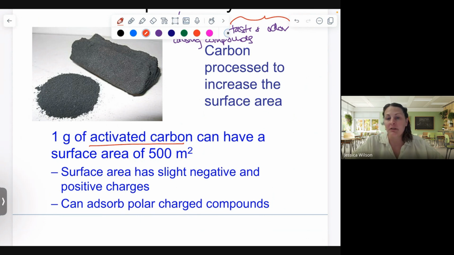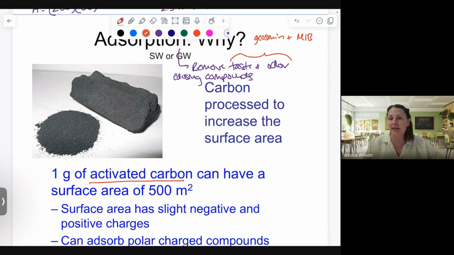So this is becoming more widely used as we start to see an increase in these taste and odor compounds in our surface water or in our groundwater. Adsorption can also remove SOCs and VOCs. They can get stuck onto the activated carbon as well if they have an affinity for it. So again, we talked about the preliminary unit operations, screens, primary settling, aeration with a tray aerator design, and then also adsorption.